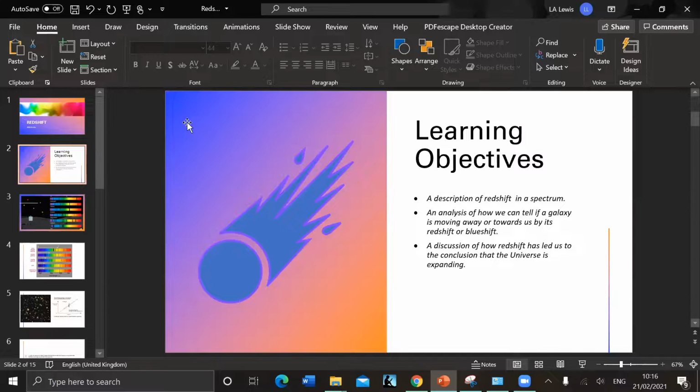So we're going to look at a description of redshift and see it in a spectrum. We'll analyse how we can tell if a galaxy, or even a star, though you'll find it later on it's mainly galaxies, is moving away or towards us by its redshift or blueshift. And finally, a discussion of how redshift has led us to the conclusion that the universe is expanding.